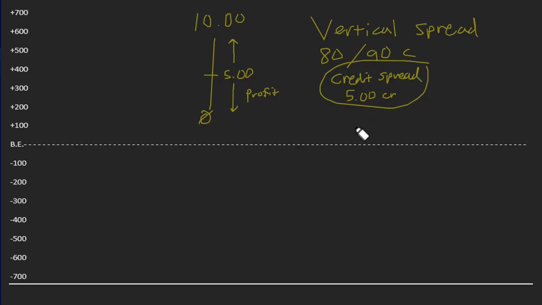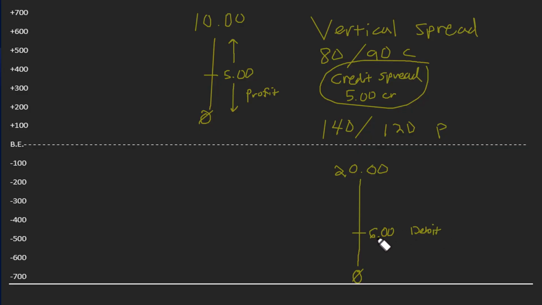What if we did a 140 by 120 put vertical? Okay, it's a $20 wide spread. Max that spread could ever go to in value is 20. Minimum it could ever trade to is 0. What do I want to have happen? Well, maybe in this case we buy a debit spread. Maybe we spend $6 for the trade.